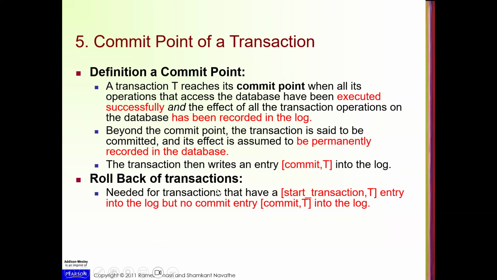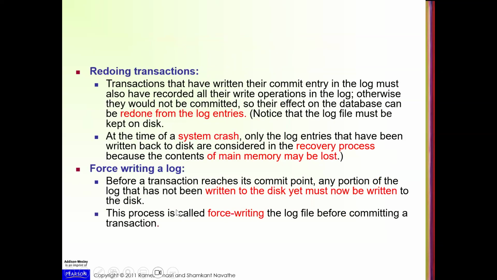Rollback of transactions is needed for transactions that have started but did not reach the commit point. It means there was some problem and it was unsuccessful, so it did not reach the commit point and hence it reached the abort. So in this case, we have to roll back, redoing the transaction and force writing a log.